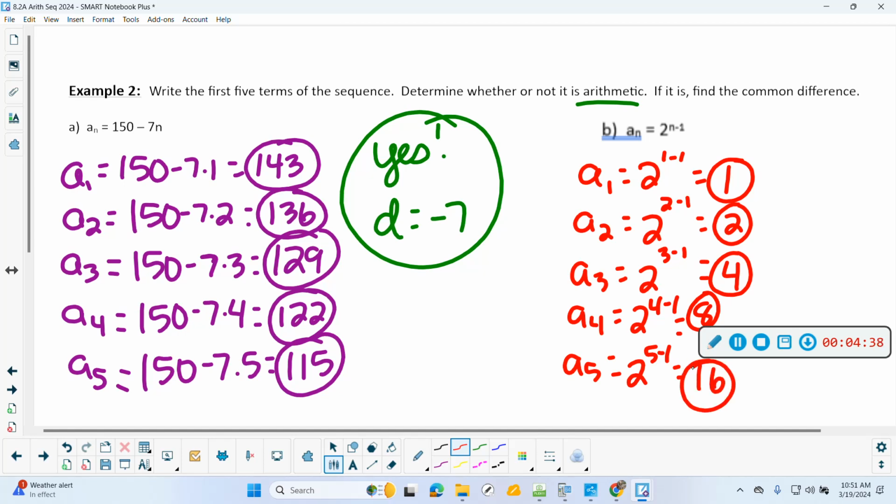Okay, look at the terms. Are you adding or subtracting the same amount every time? No. Clearly not. Now, different question for you. Before you flip it, different question. There is a pattern between these terms. What is the pattern? We go from 1 to 2, 2 to 4, 4 to 8, 8 to 16. What's the pattern? They're doubling.